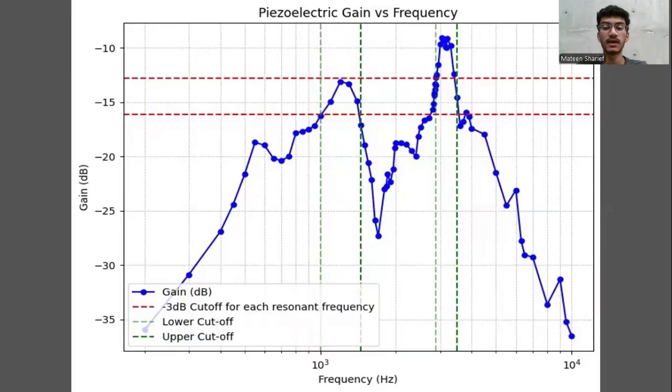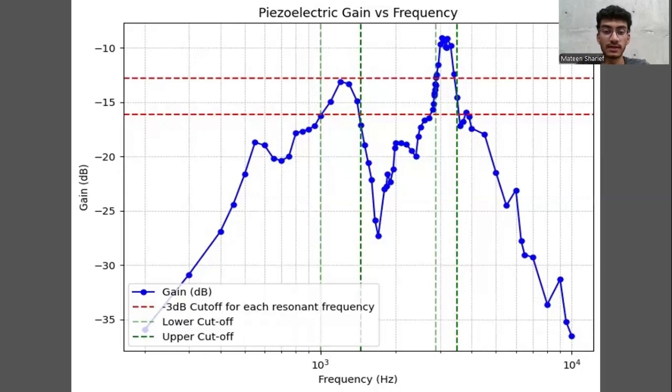From the experiment, we have plotted the magnitude response and the phase response of the piezoelectric sensor. This is the magnitude response graph. The frequencies at which the peaks occur in the magnitude response are the resonant frequencies of the piezoelectric sensor. At these frequencies, the sensor is more sensitive to vibrations. We want to find what the quality factor of each of these resonant frequencies is.